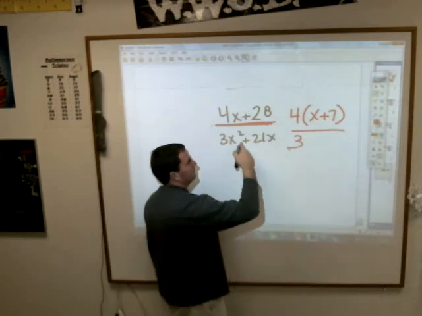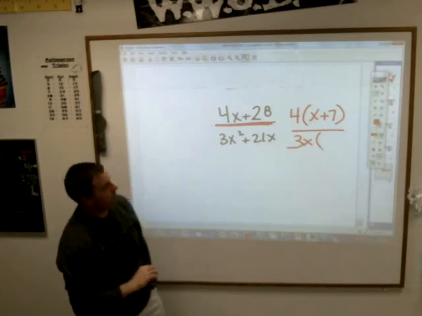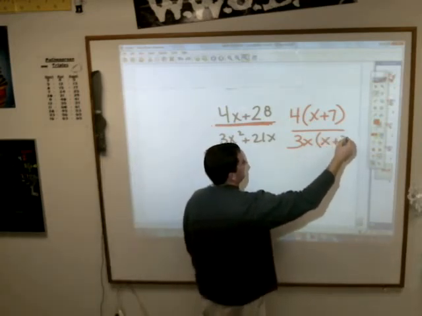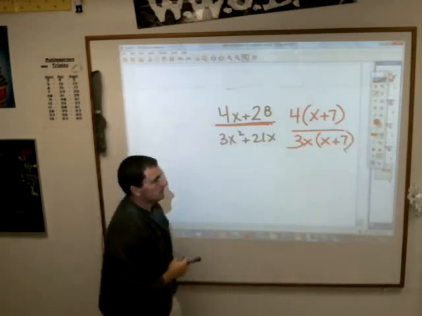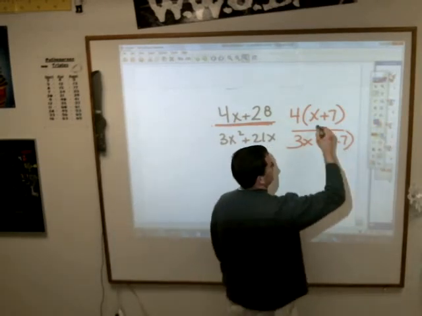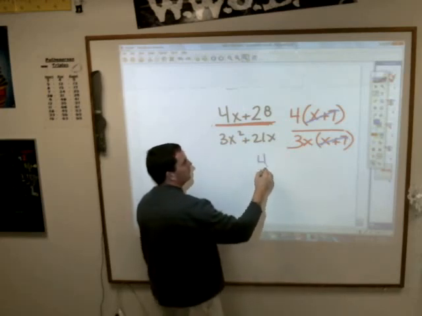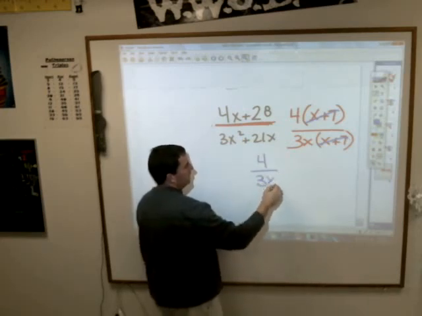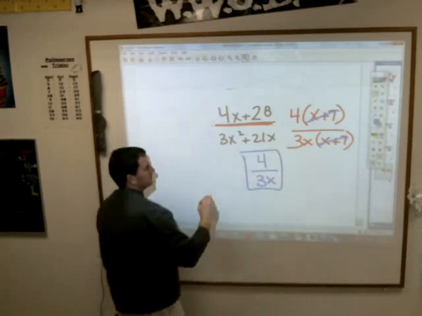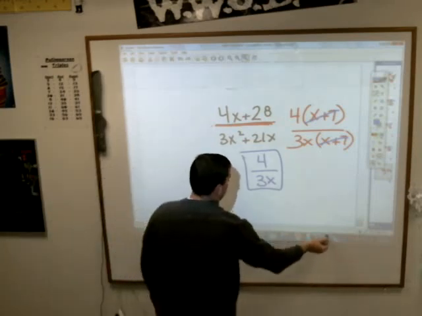What goes on the inside? Take a 3x out of 3x squared plus 21x, you're left with x plus 7. So what then crosses out, Lizzie? The x plus 7 and x plus 7 to leave you with a 4 over 3x. And that, ladies and gentlemen, is its simplest form. Figure this out here.